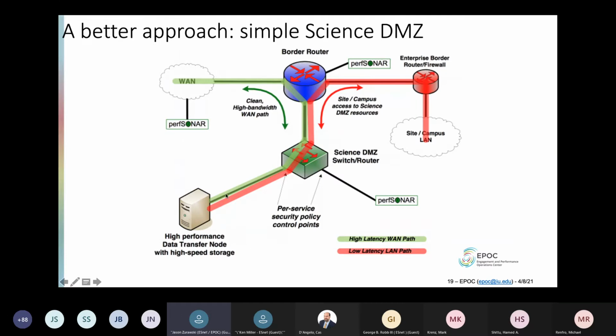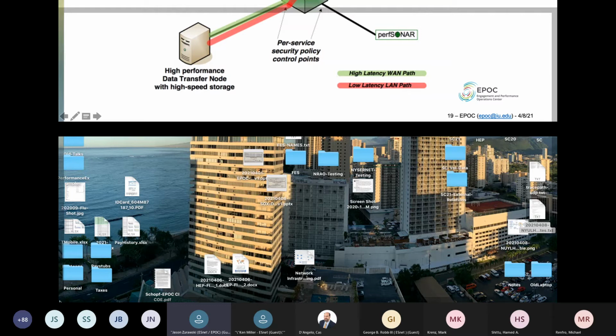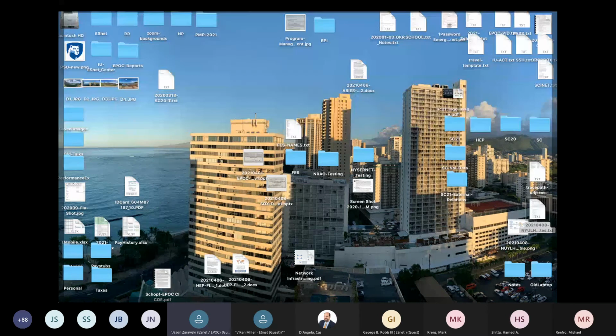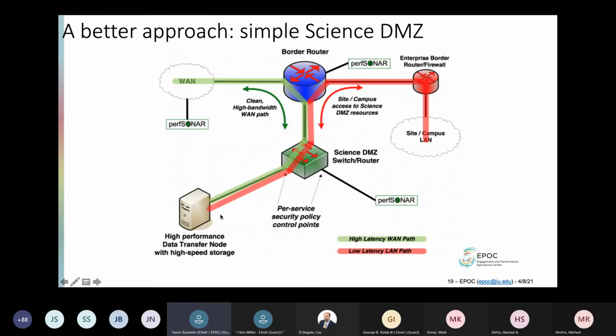The second part is, how do we get stuff onto it? Well, in our toy DMZ design, maybe this isn't linked up to our institutional storage or anything like that. So if it's not linked up to our institutional storage, we need to hop information onto it. That information probably lives over here somewhere. We can hop it through this infrastructure if we need to, through this firewall. And because it's this low latency LAN path, that's not going to be much of an issue.